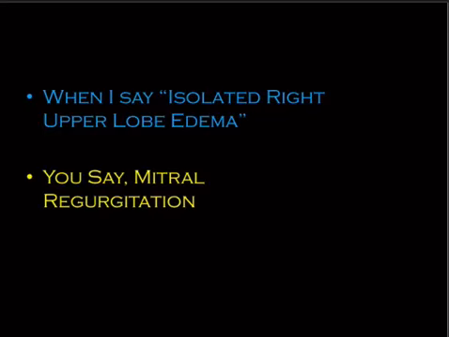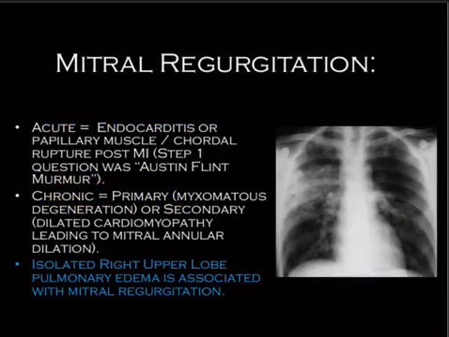Basically, you end up having a jet that's directed just to the right upper lobe. Again, these do worse in a rapid onset situation, just like aortic regurg. And a step one question was that you have an MI that takes out a papillary muscle, and then you develop this thing called an Austin-Flint murmur. Whether or not that's a real thing, I don't know.